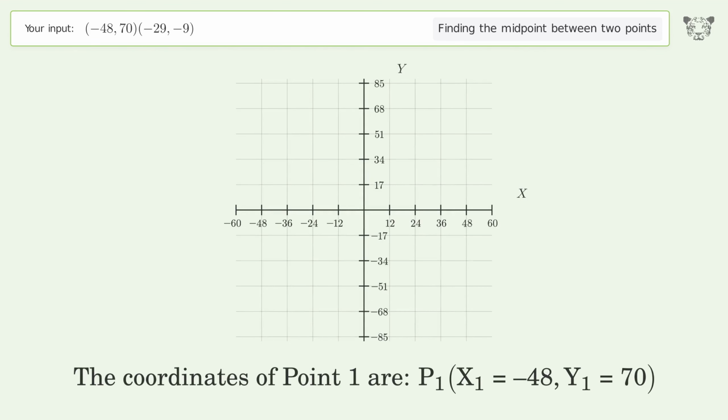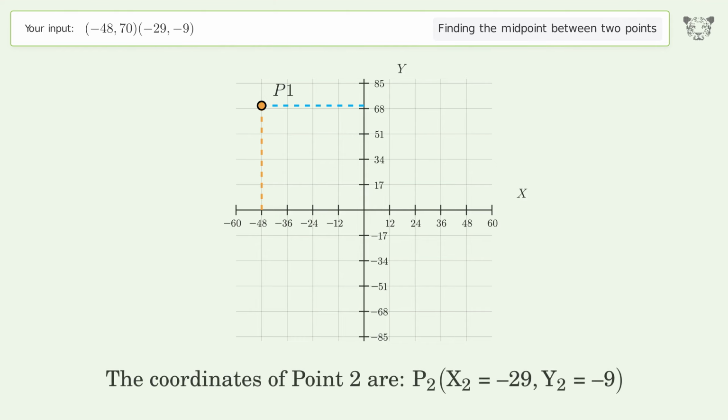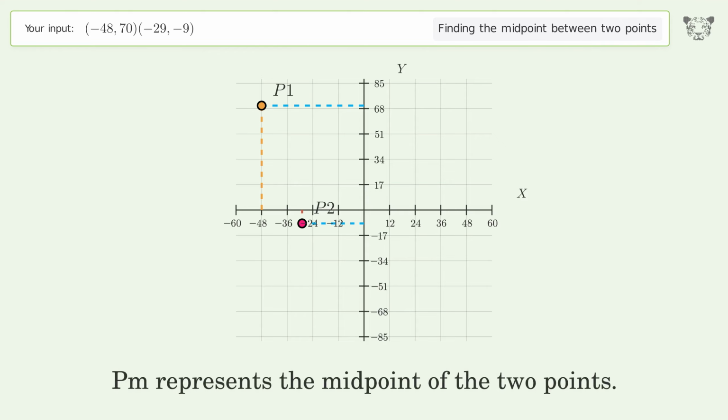The coordinates of point 1 are, x1 equals negative 48, y1 equals 70. The coordinates of point 2 are, x2 equals negative 29, y2 equals negative 9. PM represents the midpoint of the 2 points.